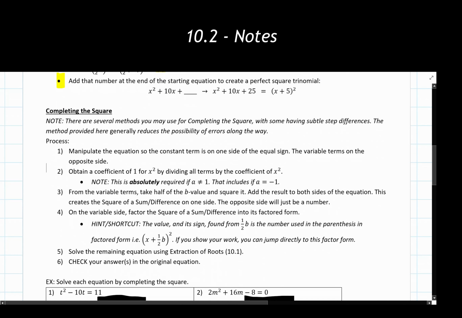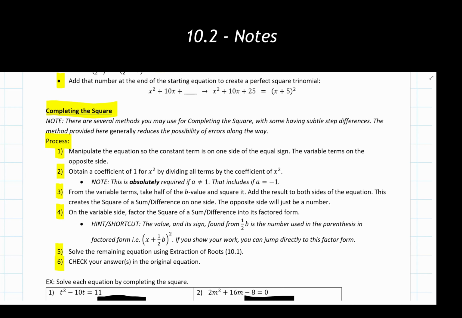So as we get to our actual process here, we'll highlight these, and I would again recommend pausing the video as necessary and taking notes of these, writing them down for yourself. The note that I do want to make before we get into this and we actually see some examples of it is that there are several methods you can use for completing the square. There are some subtle differences in the steps from the ones that I am presenting to you here, but all of them will get you to that final answer.